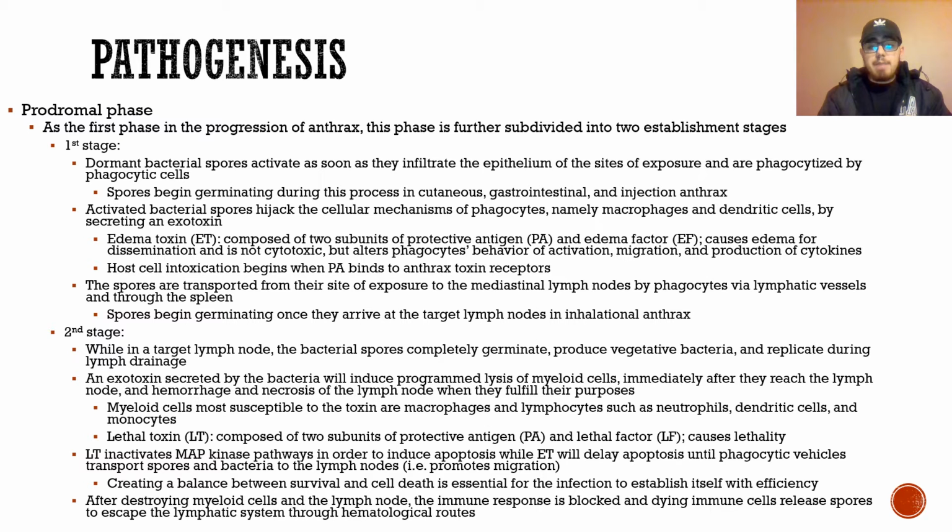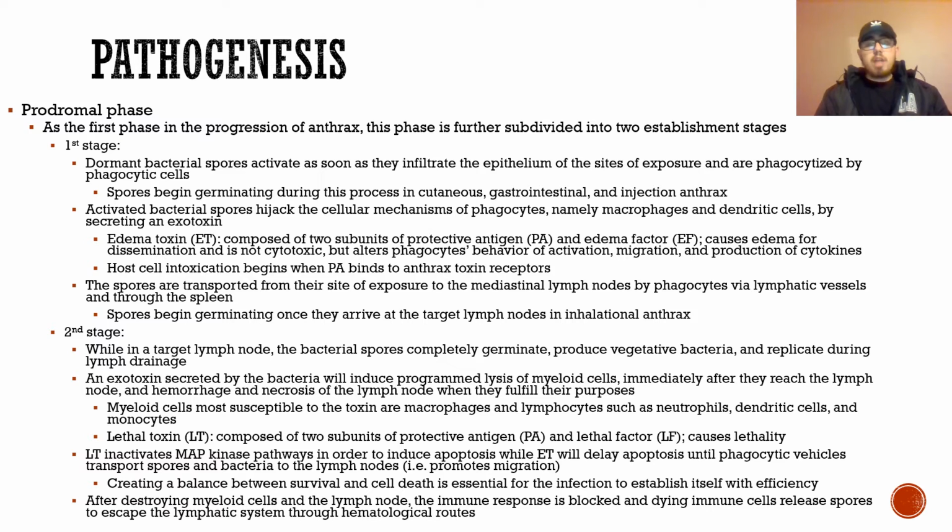LT inactivates MAP kinase pathways in order to induce apoptosis, while ET will delay apoptosis until phagocytic vehicles transport spores and bacteria to the lymph nodes, or basically it promotes migration. And MAP kinase pathways are mitogen-activated protein kinase pathways that are signaling pathways for a group of related proteins called protein kinases. And they play an important role in complex cellular programs like proliferation, differentiation, development, transformation, and namely apoptosis.